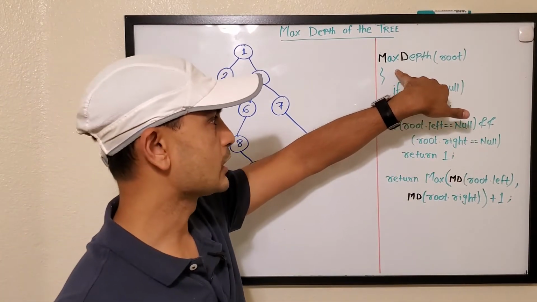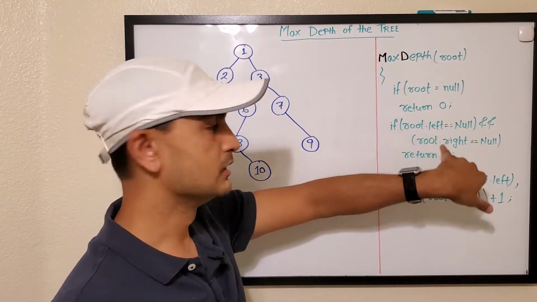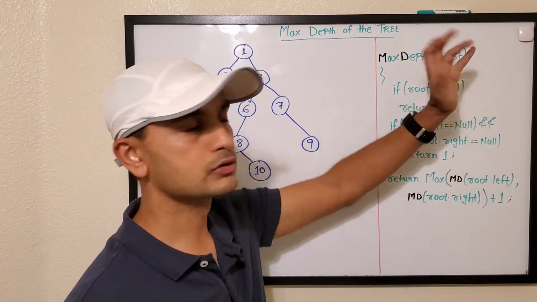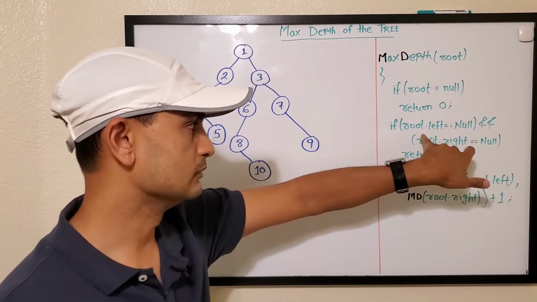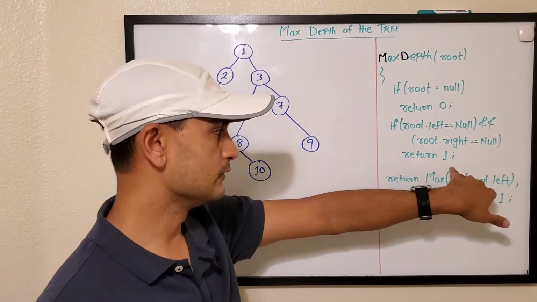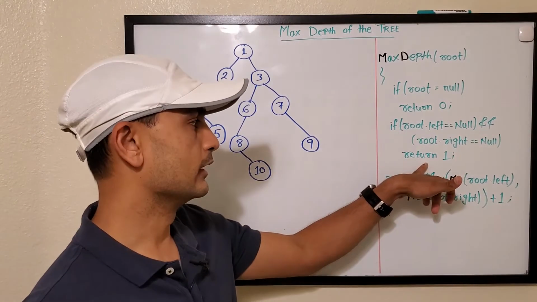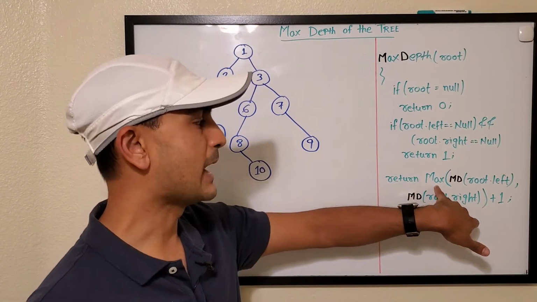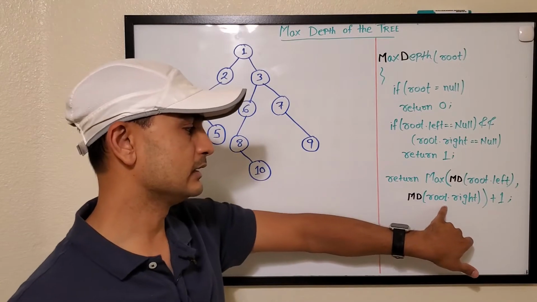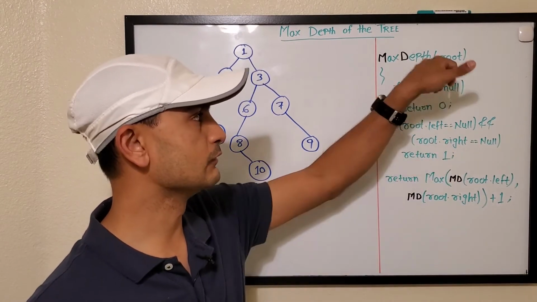We have our max depth method, and if our root is null, we just return 0. If there's no child to this node, root is just the variable name, so it's any node. If left is null and right is null, if there are no children, we just say you are at 1, your height is 1, there are no more children. Or else we return max of this method again, max depth of root dot left or max depth of root dot right, whichever is max, do +1 to it. So we'll recursively call this method.